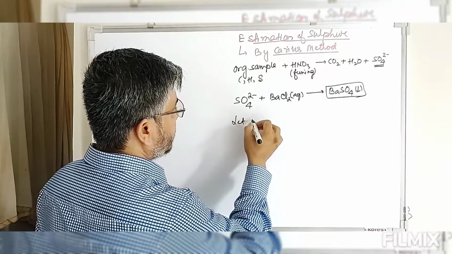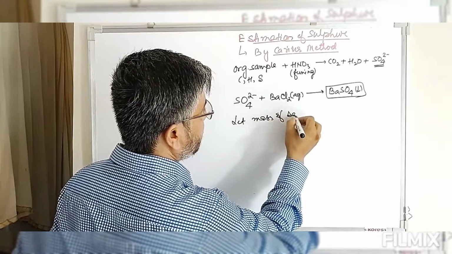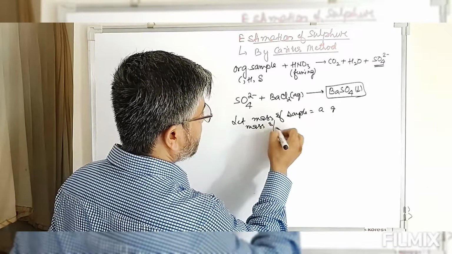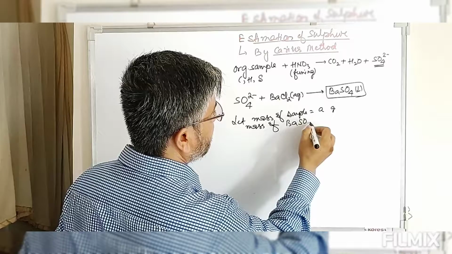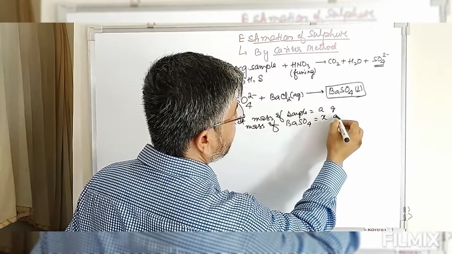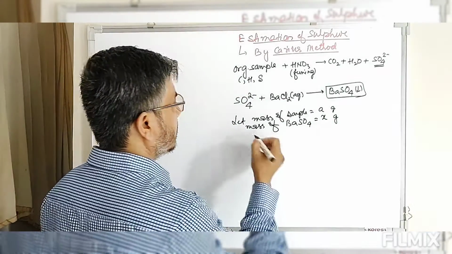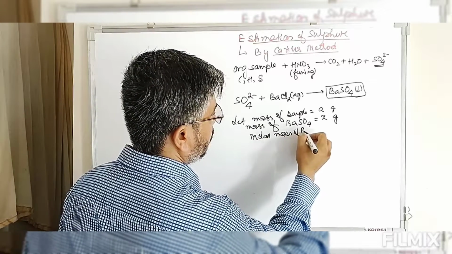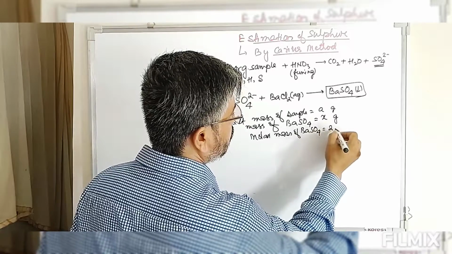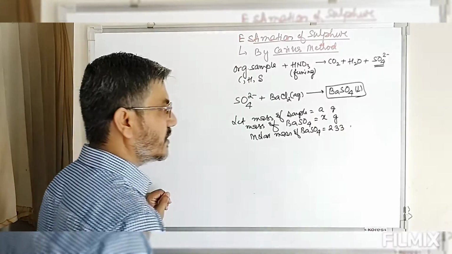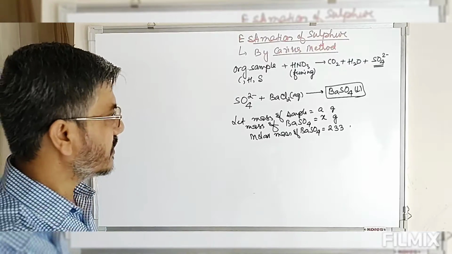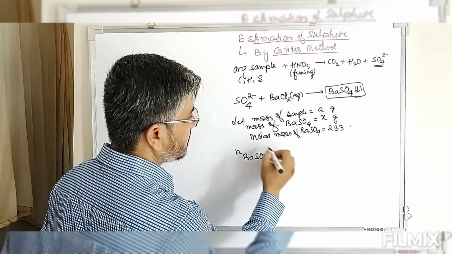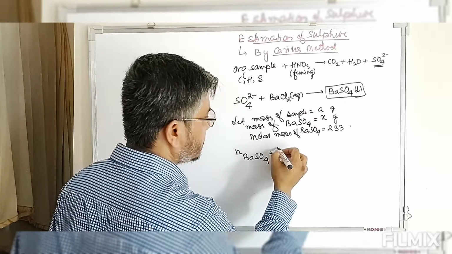So let the mass of sample taken be a gram, and the mass of barium sulfate formed, suppose this is x gram. Then the molar mass of barium sulfate, we can directly use this molar mass, which is equal to 233 gram per mole. Therefore the number of moles of barium sulfate formed is equal to mass of barium sulfate divided by molar mass, that is equal to x by 233.